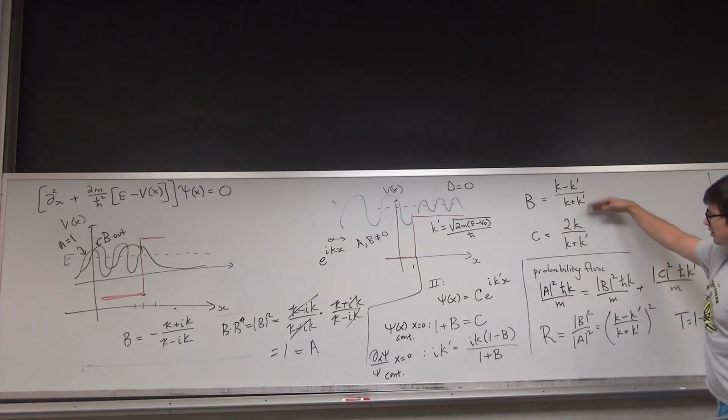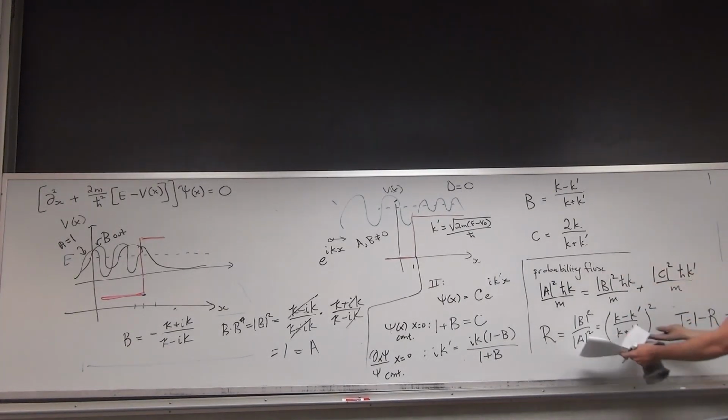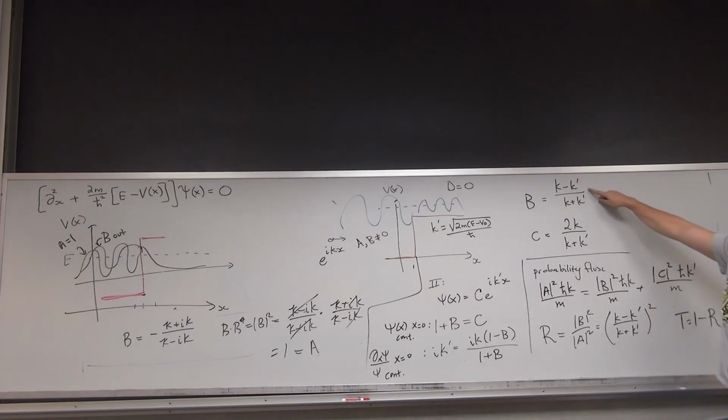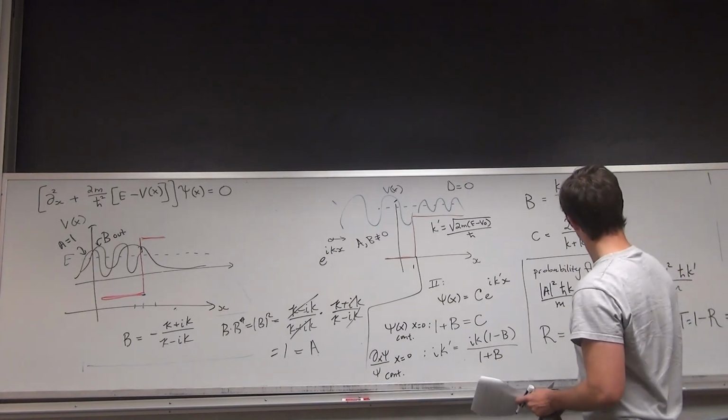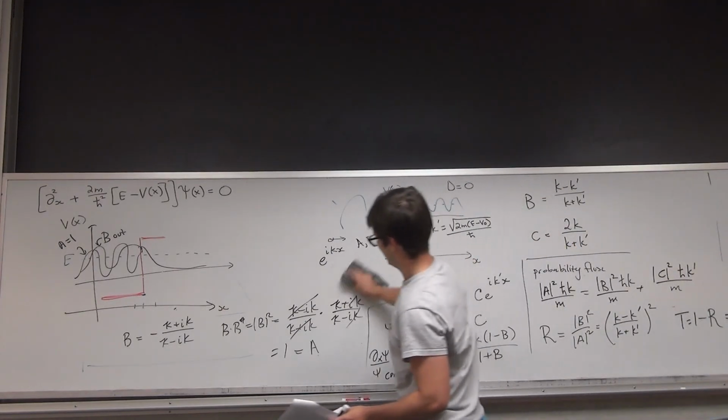You can solve for these coefficients. This is what you get for the reflection probability. It's just b squared. And for the transmission, you get 1 minus the reflection coefficient, which is also equal to c squared k prime. Oh, so you might not have seen. So let me rewrite it.